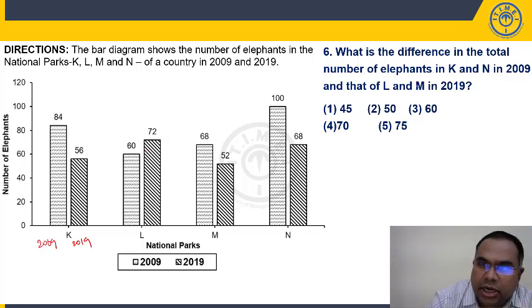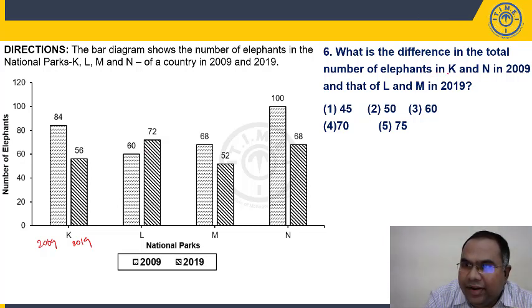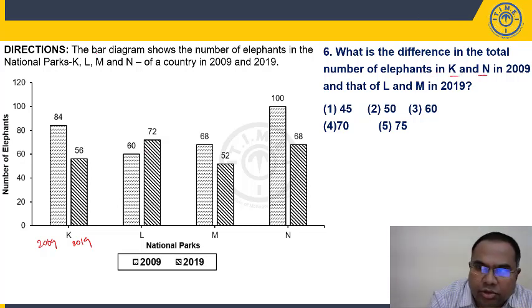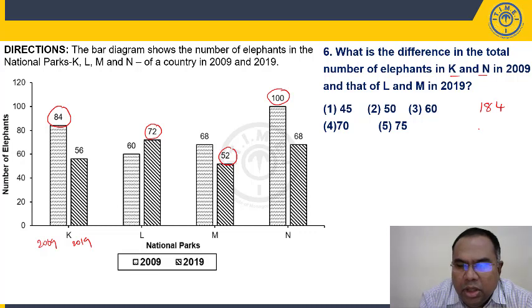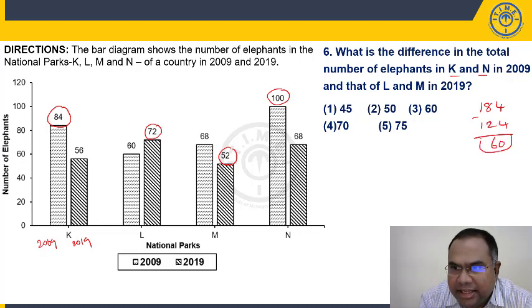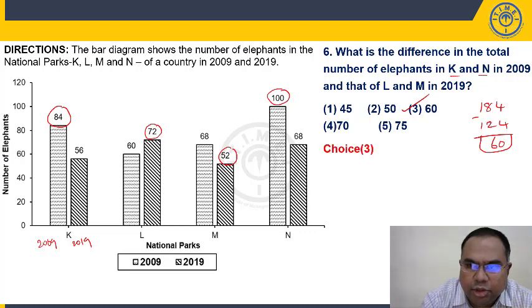Right, students. Now, what's the difference between the total number of elephants in K and N in 2009 and L and M in 2019? Okay, K and N. This is K 2009, the first bar. N 2009. 100 plus 84, we have 184. And L and M in 2019, you have to take the second bar. 72, 52. 72 plus 52 is how much? 124. So the difference between these two is 60. 60 is present in choice 3.